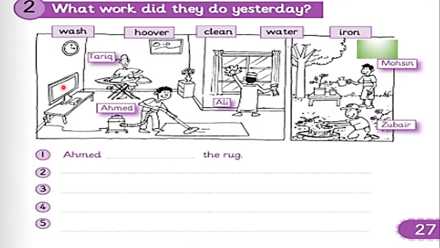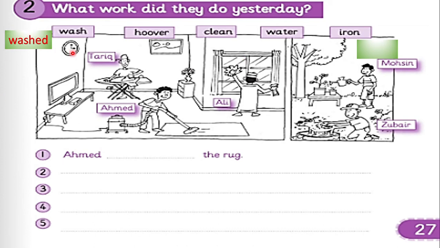Okay, my students, let us look at this task. What work did they do yesterday? Here I have many guys here: Tariq, Ahmed, Ali, Muhsin, and Zubair. Let us look at them and see what they did yesterday. What is the sentence, my students? It is in the past. Why is it in the past? Because we have yesterday. Excellent.